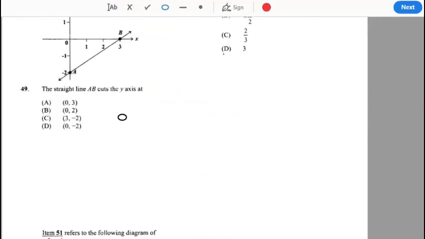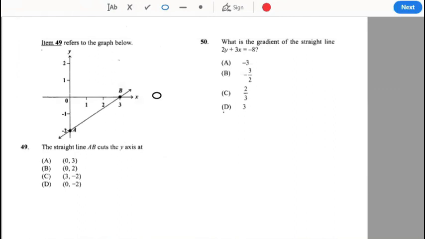The straight line AB cuts the x-axis. So this is our x-axis, this is our y-axis, and this is the straight line. The straight line cuts the y-axis at this point. And remember, when writing coordinates, it's always x first, then y. The only one that symbolizes this is B, where x is 0 and y is negative 2.